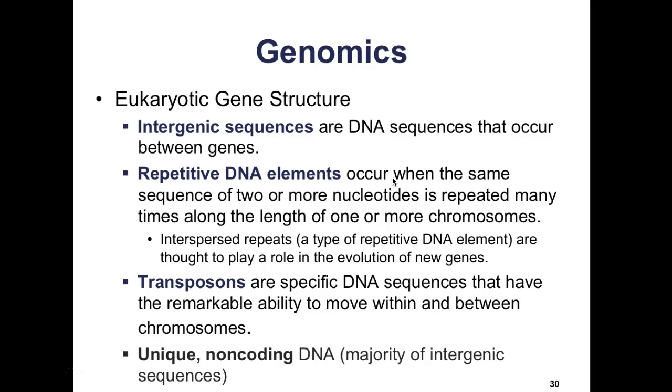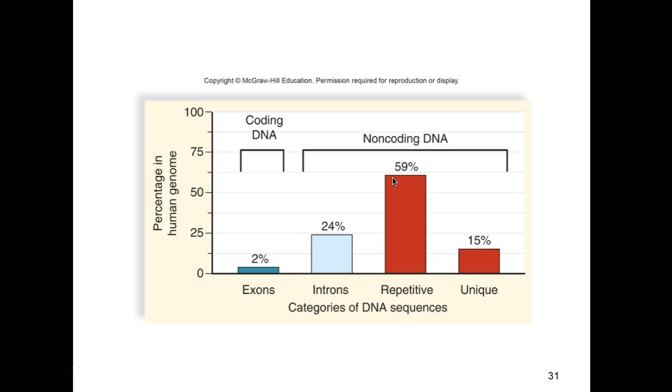Intergenic sequences are those DNA sequences that occur between genes. So intergenic sequences are DNA sequences that occur between genes. And repetitive DNA elements occur when the same sequence of two or more nucleotides is repeated many times along the length of one or more chromosomes. This is basically interspersed repeats. A type of repetitive DNA element is thought to play a role in the evolution of new genes. And then there was this thing that you've heard of before called transposons. These are specific DNA sequences that have the remarkable ability to move within and between chromosomes. Unique non-coding DNA, the majority of intergenic sequences would fall into that category.